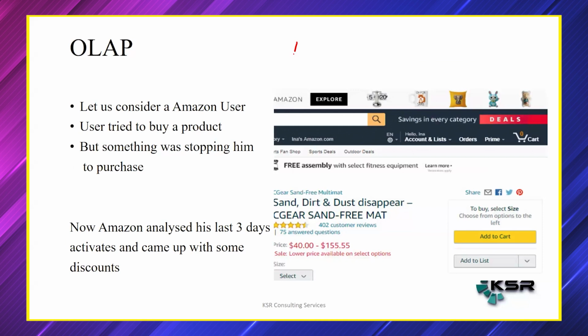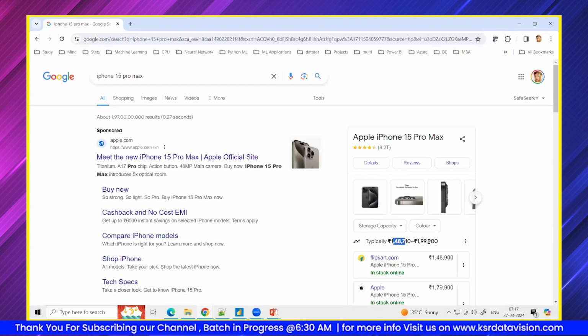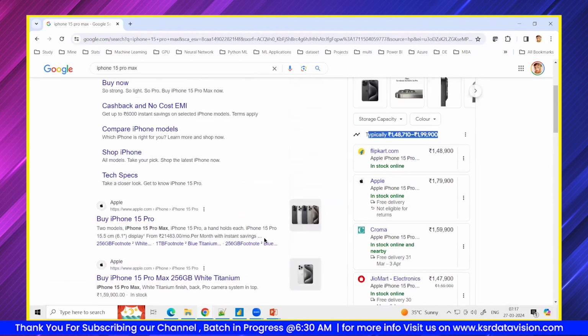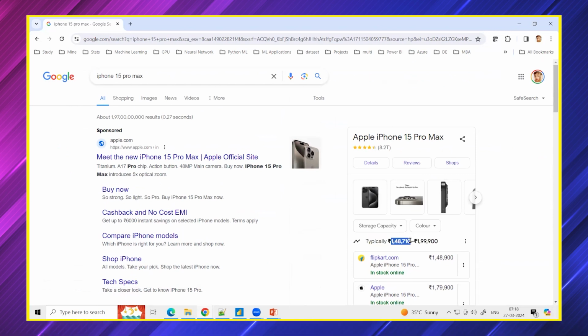Anyone having the latest iPhone, the latest version? What is the latest version? 14 or 15? 15 Pro Max. What's the price? 1,40,000, it depends on the memory. It's 1,48,000 to 1,99,000, depending on the memory. The version with the lowest price is 1,48,000. Anyone have this phone? I just wanted to check the feedback so that I can buy. Anyone? Yeah, I have it.